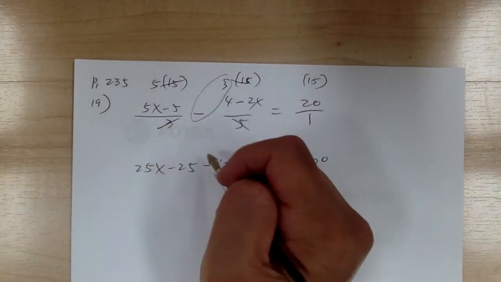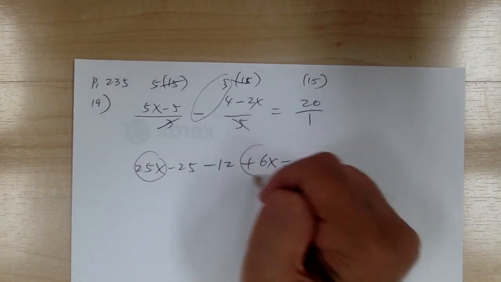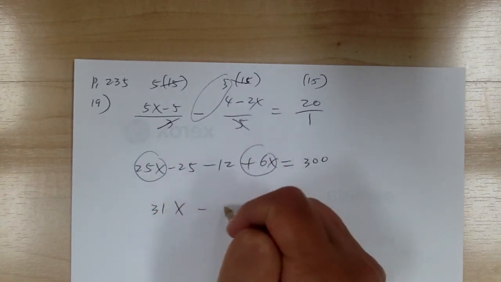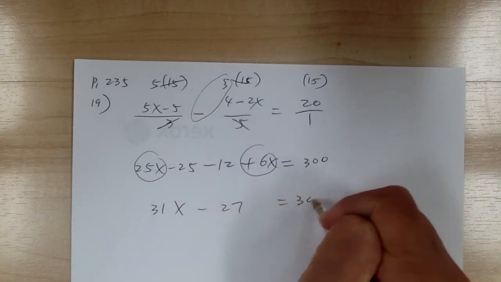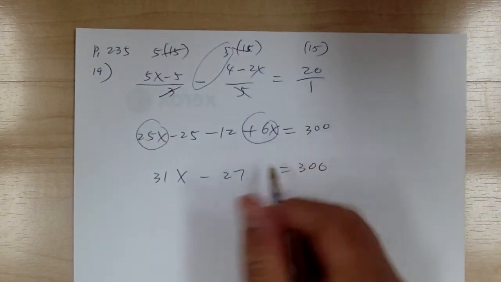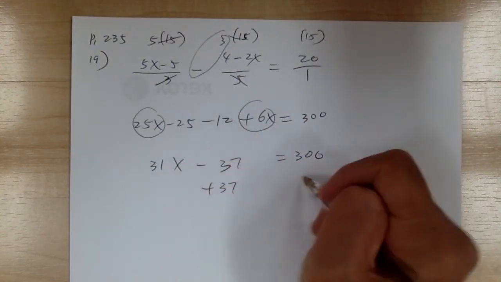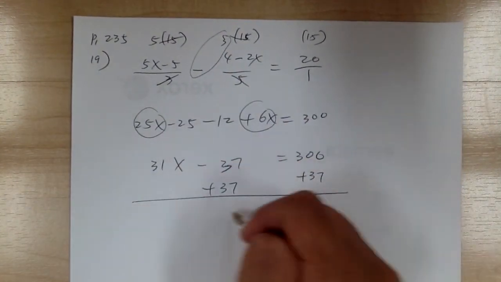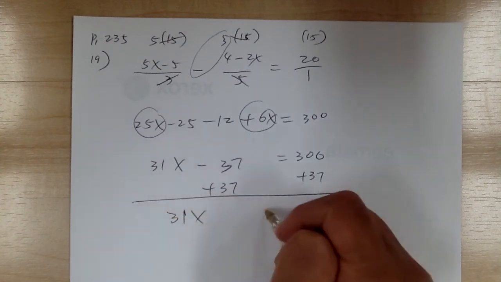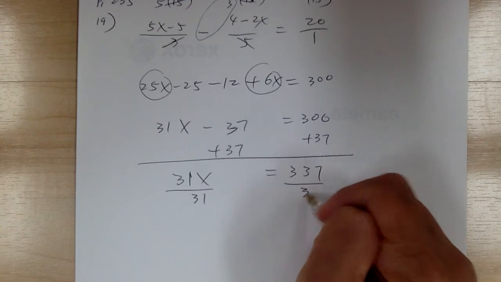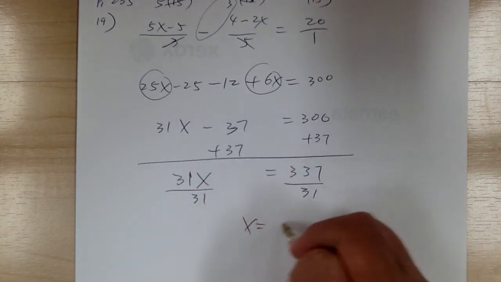Okay, so combine the like terms. I get 31x minus 37 equal to 300, and plus 37. I get 31x equal to 337, divided by 31, divided by 31. So x equal to 337 over 31.